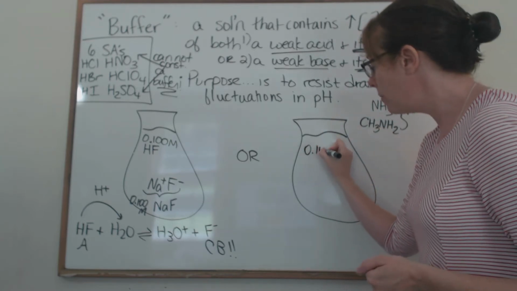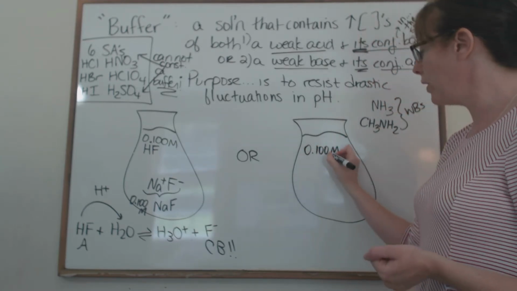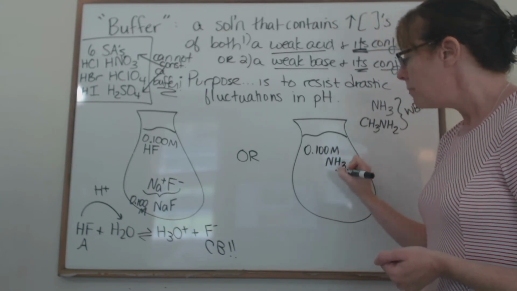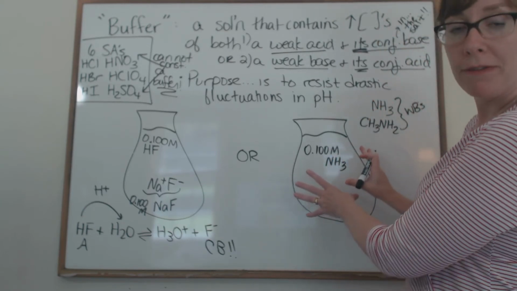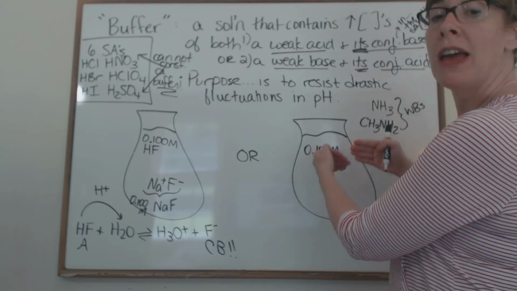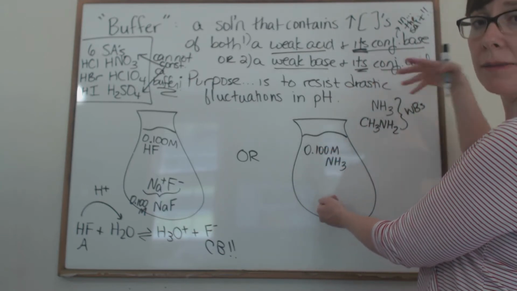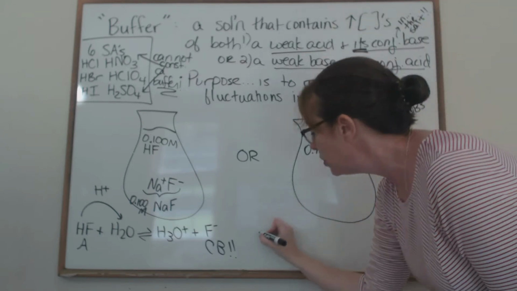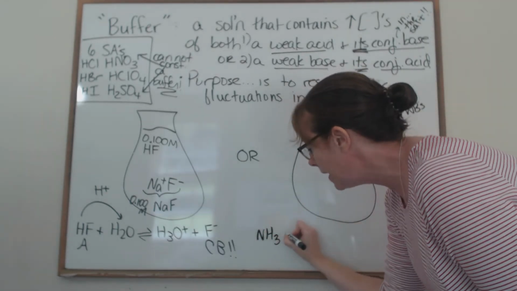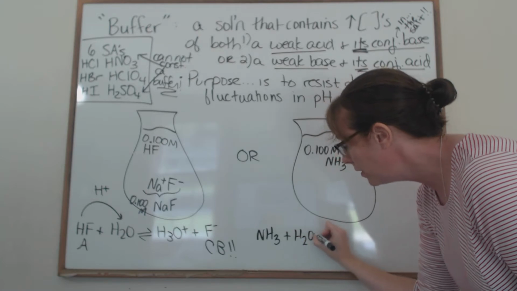So you'd have to have the ammonia. Let's just use 0.100 molar NH3. But this alone would not be a buffer. You would need to also have its conjugate acid, not somebody else's, but its. So how could you figure out what that conjugate acid would be? Just react it with water.